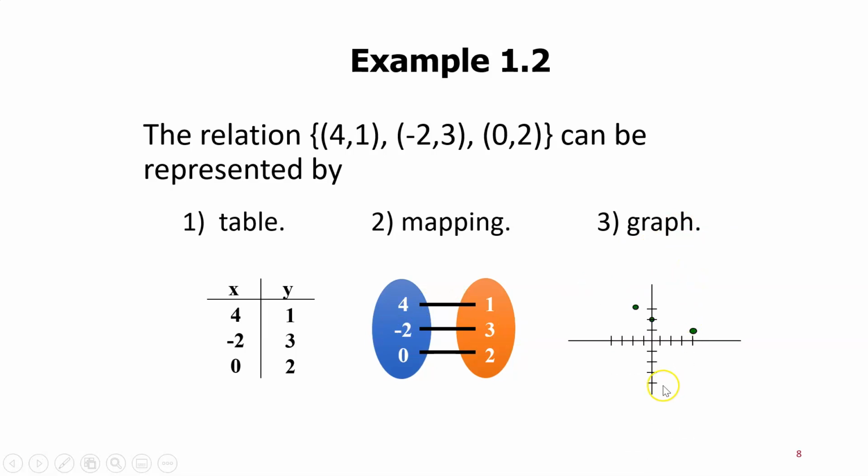For a graph, remember any input value is on the x-axis. This is your x-axis. Your output value is on the y-axis. So you just map these points onto the graph, and you will have 3 points over here. So you have 3 options: table, mapping, graph, and also the ordered pairs. This is how you express your relation.